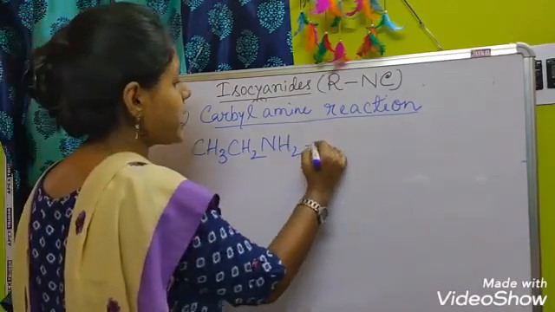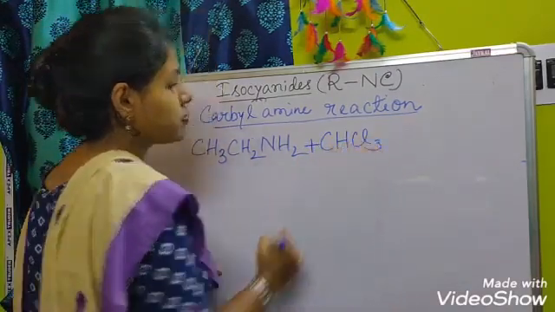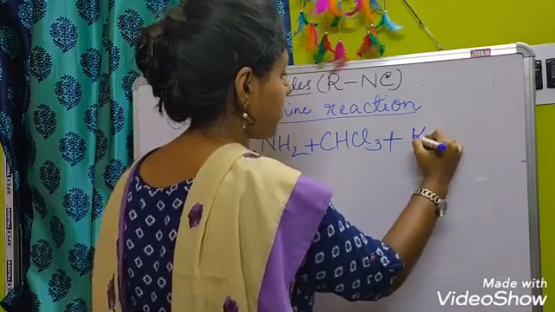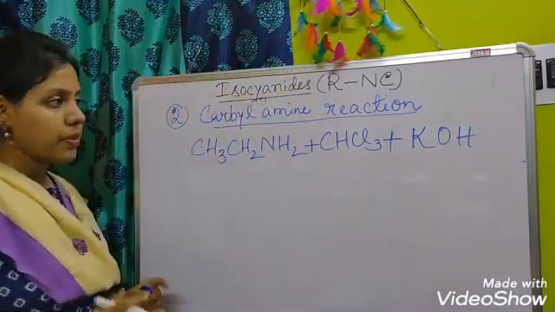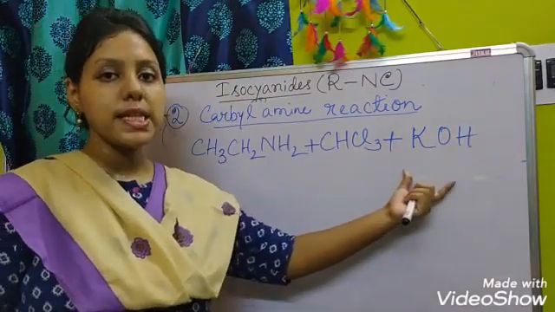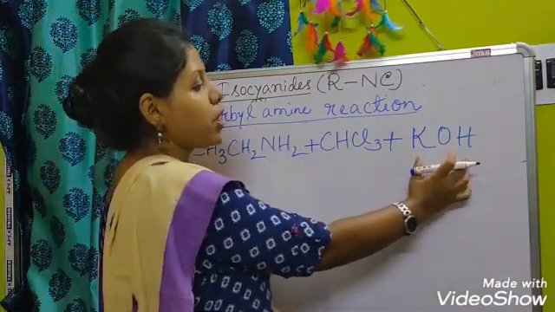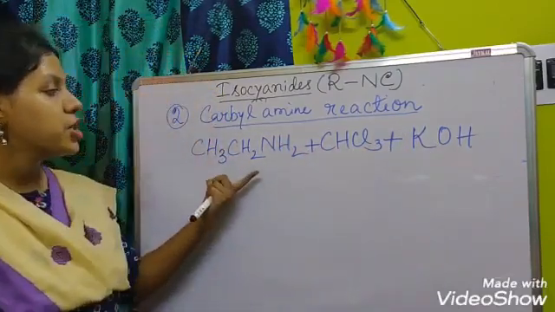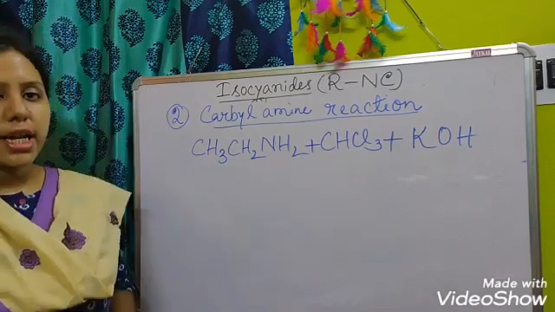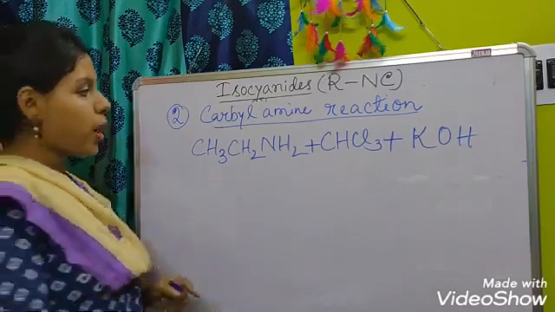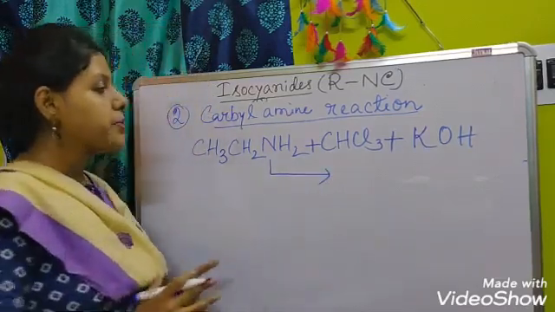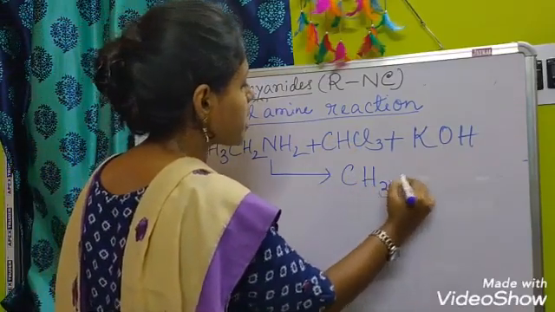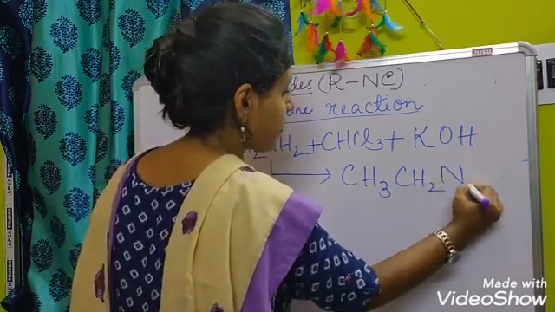Now you have to add here chloroform, that means CHCl3, plus alkali, that is KOH. So an alkaline solution of chloroform, and that primary amine should be refluxed here to make that compound. So after reaction, the main product that will be obtained from here is isocyanide that has the formula CH3CH2NC.